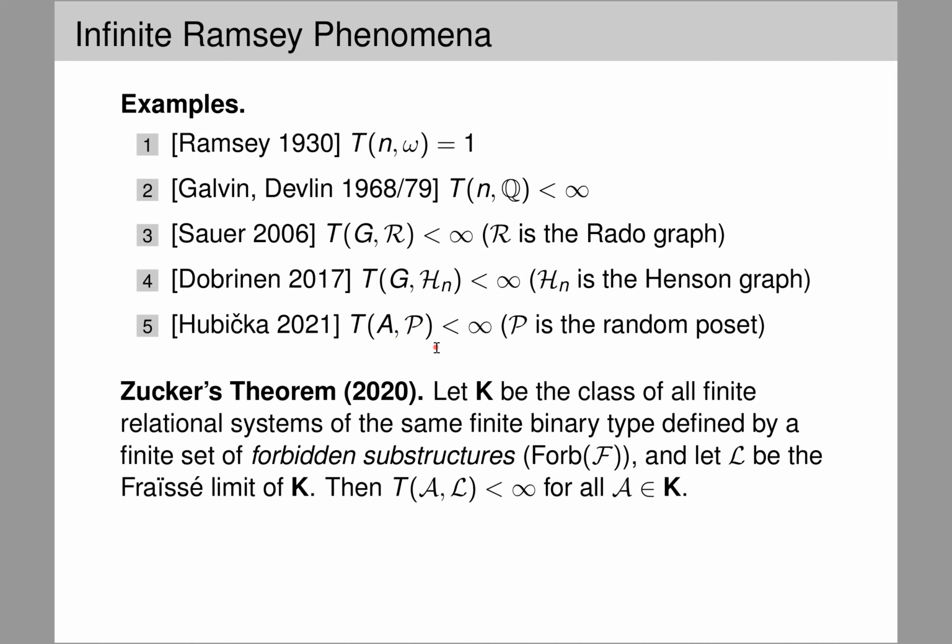And interestingly, there is an analogon of the Nešetřil-Rödl theorem. It was proved by Andy Zucker two years ago, which is that if K is a class of finite relational structures of the same finite binary type, defined by a finite set of forbidden substructures, so again, it's Forb(F) where F is finite, and if L is a Fraïssé limit of K, then every finite structure from K has a finite big Ramsey degree in the Fraïssé limit of the class.